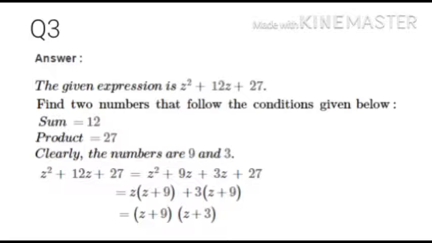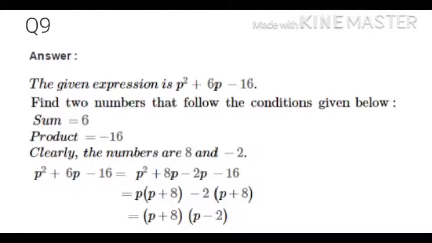So we have to write it like this: z square plus 12z plus 27 is equal to z square plus 9z plus 3z plus 27. Now by the grouping method, first two and the last two. In the first two, z is common, so it is written like this: z bracket z plus 9, and in the last two terms, 3 is common, so we write plus 3 bracket z plus 9. So the factors are z plus 9 and z plus 3. I used to explain the different questions.